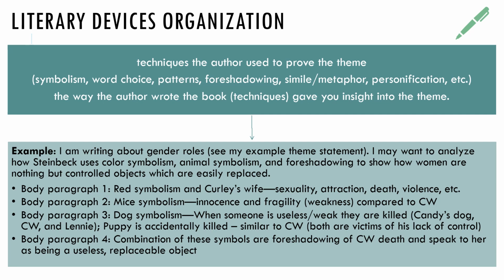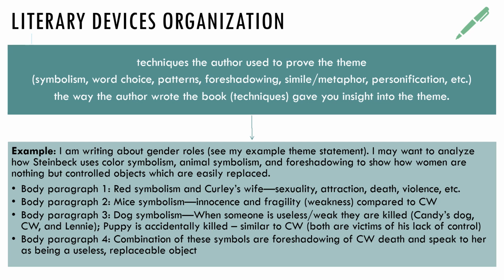Let's say you notice a lot of writing techniques the author used in order to prove the theme, like you noticed them being used frequently throughout the book. So for example, symbolism, word choice, patterns, foreshadowing, simile, metaphor, personification, what have you. You could prove your theme by explaining how the way the author wrote the book gave you insight into the theme and helped develop it. The big thing to be careful with this one is make sure you are really clear on what the technique is and then how it relates back.